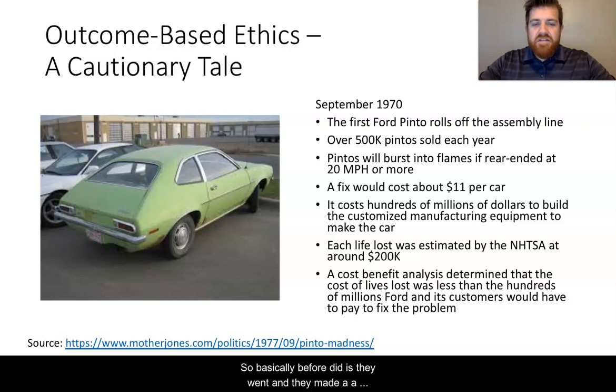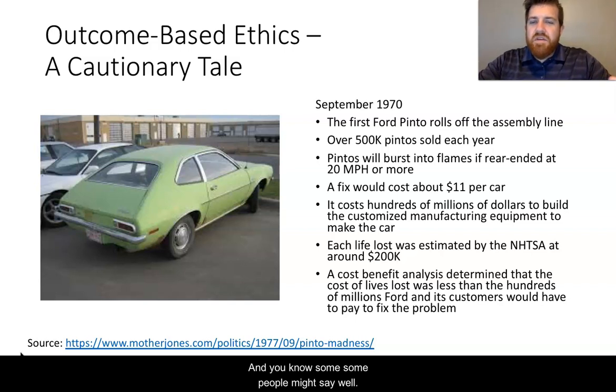So basically what Ford did is they made a cost-benefit analysis, and this cost-benefit analysis determined that the cost of the lives lost, right? So you take the number of lives lost times that $200,000, and they decided that amount was actually less than the hundreds of millions of dollars Ford and its customers would have to pay to fix the problem. So Ford decided to do nothing about it and actually actively lobbied to prevent the government from making them do something about it. And so, in the end, this turned into a pretty big public relations fiasco.